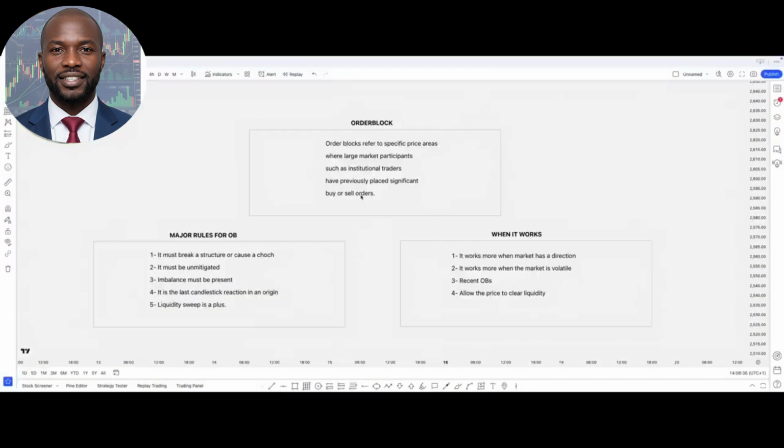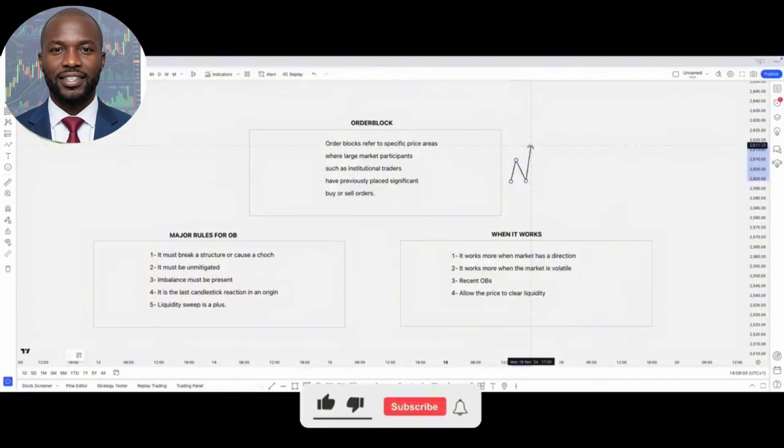We're going to start with the meaning of order block. Order blocks refer to specific price areas where large market participants, such as institutional traders, have previously placed significant buy or sell orders. Now, let me use an illustration to explain this particular definition because it's just a very straightforward and simple definition.